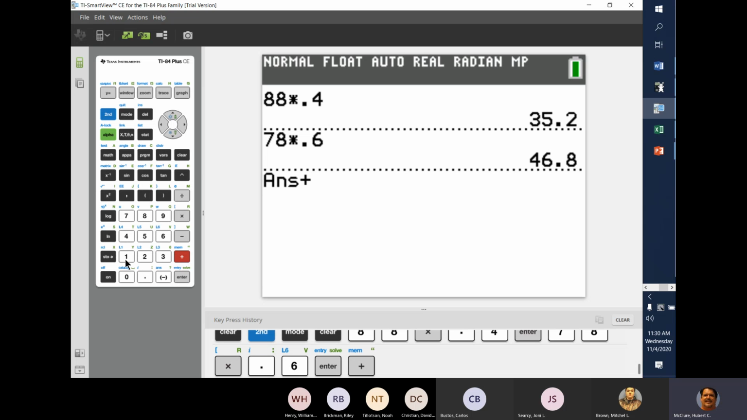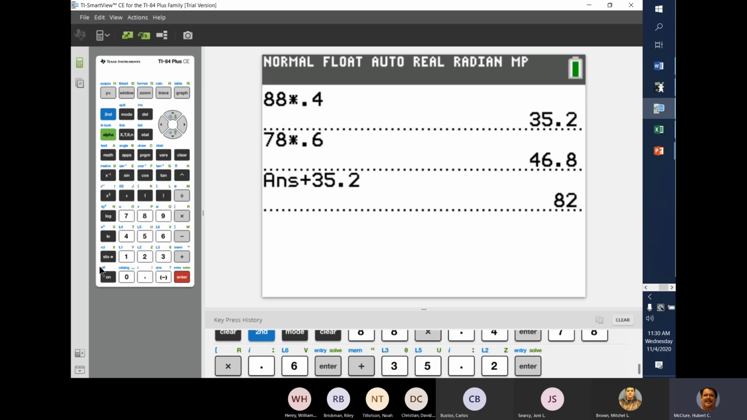Then you add those two together, 46.8 plus 35.2. So you got a grade of 82.